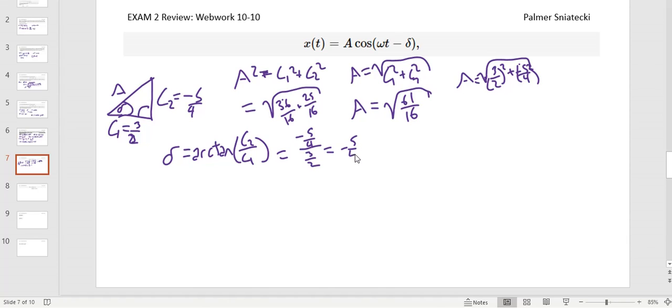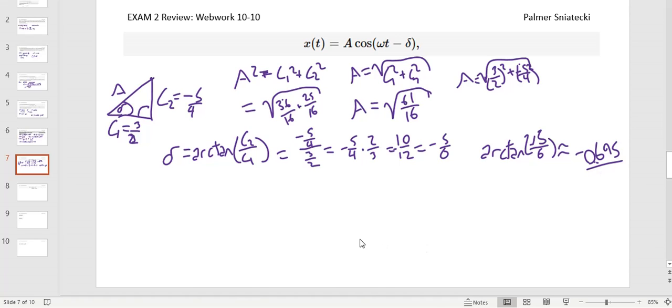So it's going to be equal to the arctan of negative 5/4 over 3 halves, which is negative 5/4 times 2/3, which is negative 10/12, which is negative 5/6. So the arctan of negative 5/6 is roughly equal to negative 0.6945.